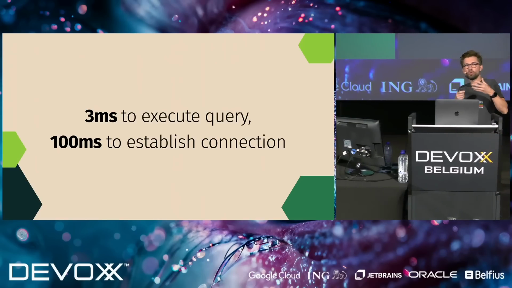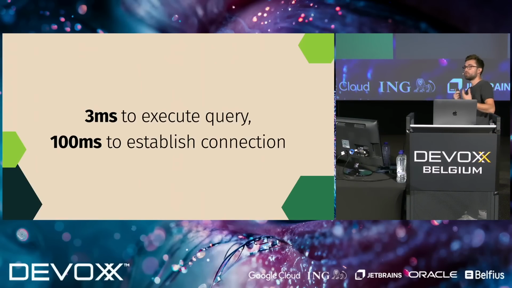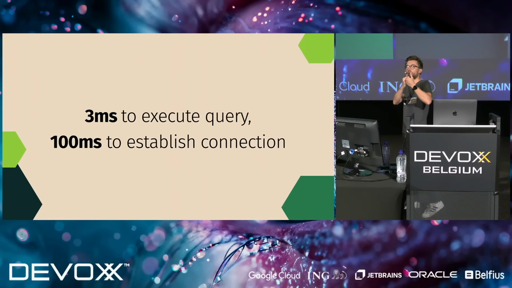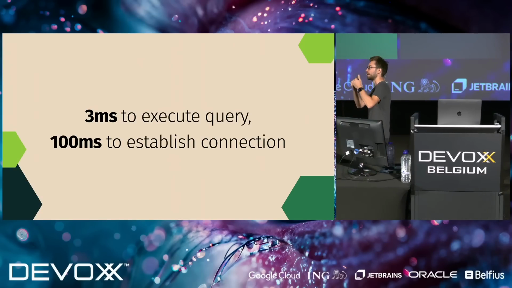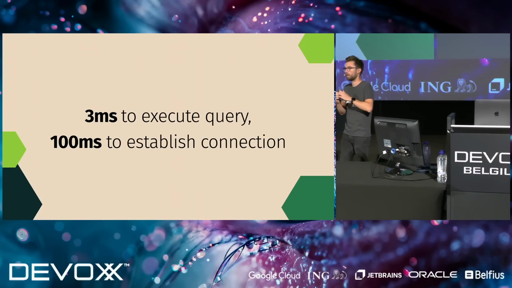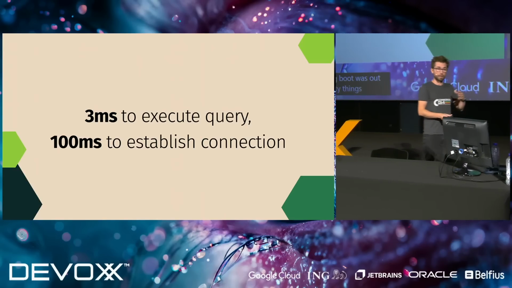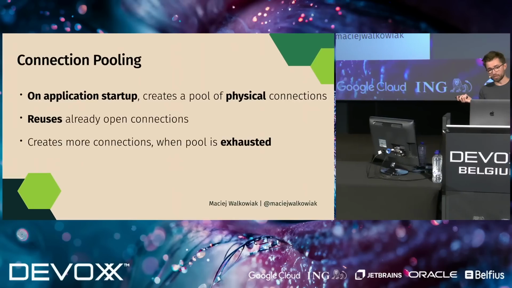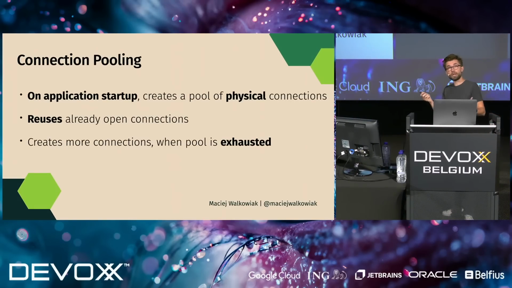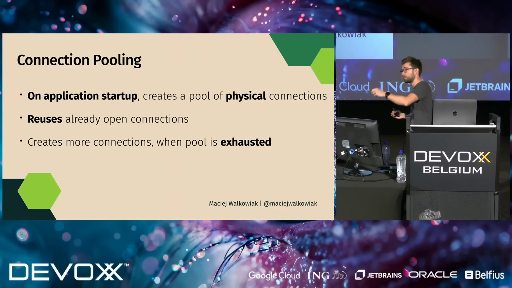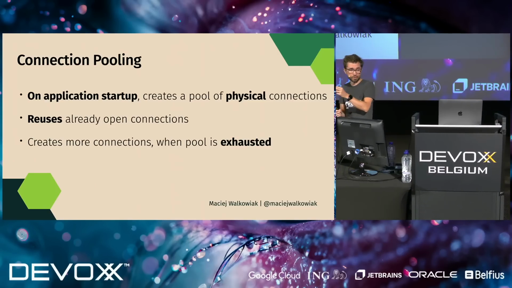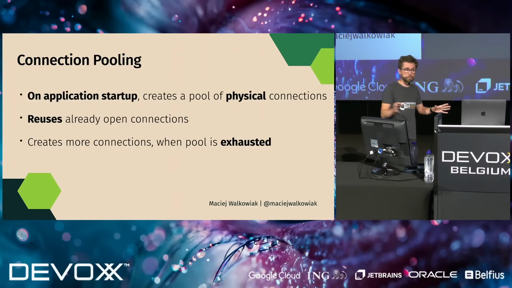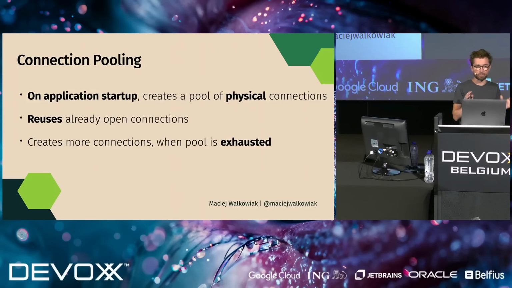I think you don't have this issue anymore. I used to have it before Spring Boot was out and before all of these database connectivity things became standardized. Now we use connection pools, and this is how a connection pool works. On application startup, it creates a pool of these physical connections. So the expensive call over the network happens on application startup. By default, it creates 10 connections.